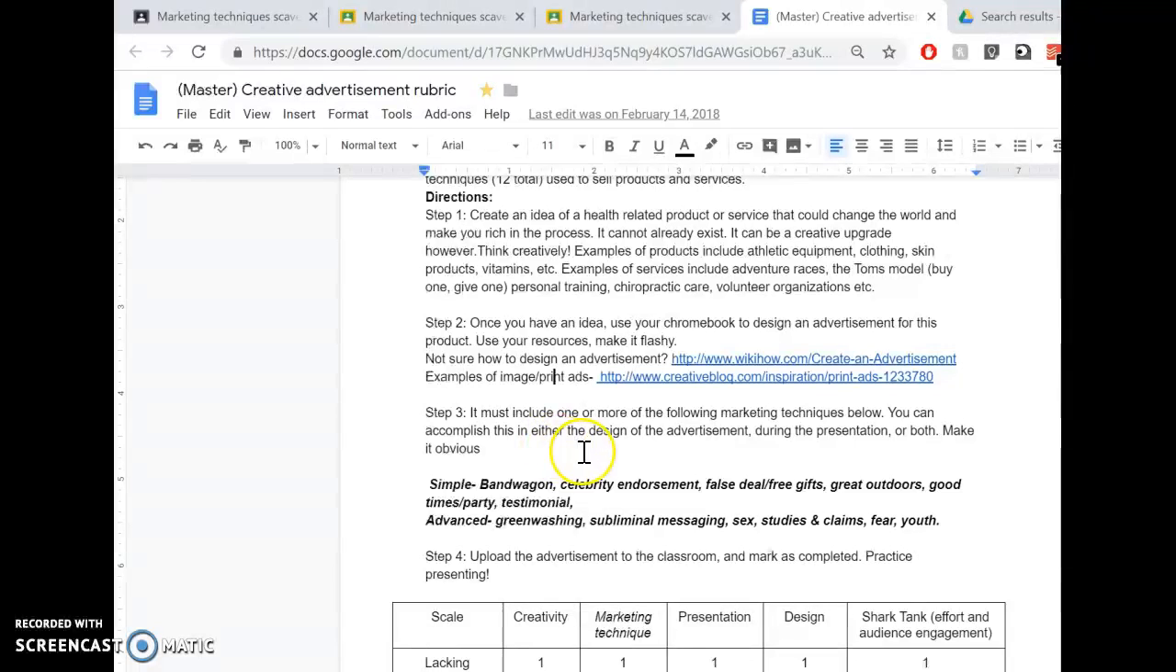You can do this either in the design of the advertisement. You could write, for example, in the corner, buy one, get one, or make a testimonial or something, or the science like 9 out of 10 or whatever it is. You can include it right there in the poster. Or during your presentation, you can do this in person.